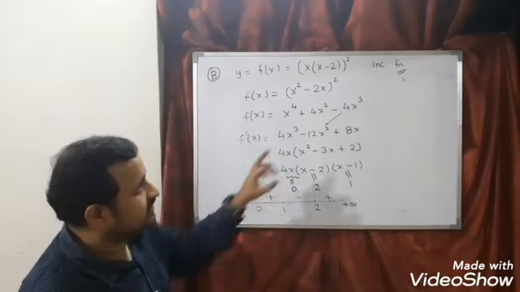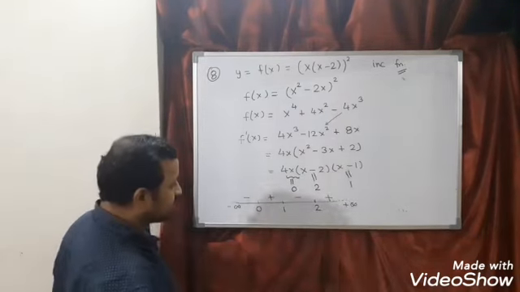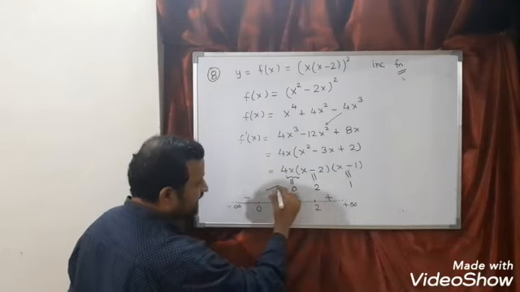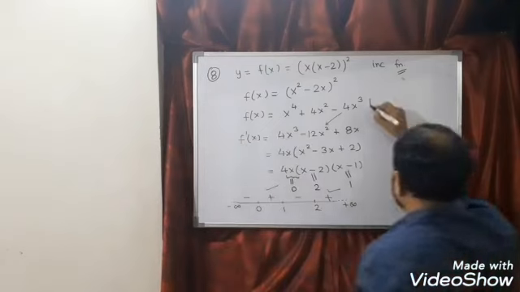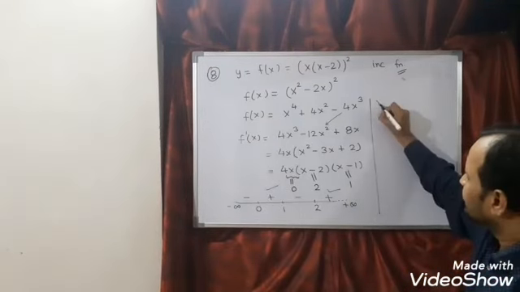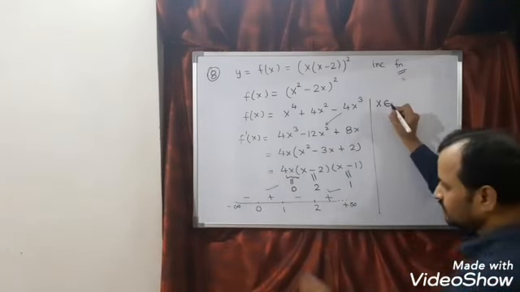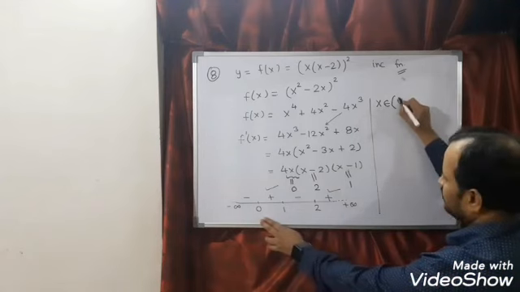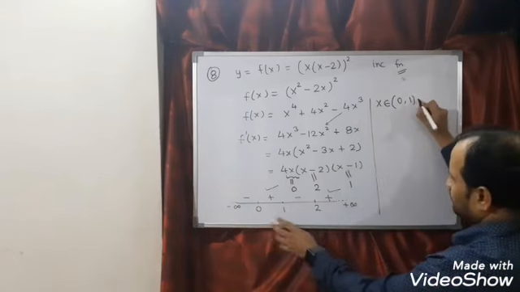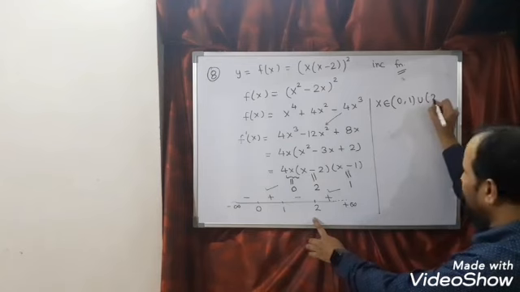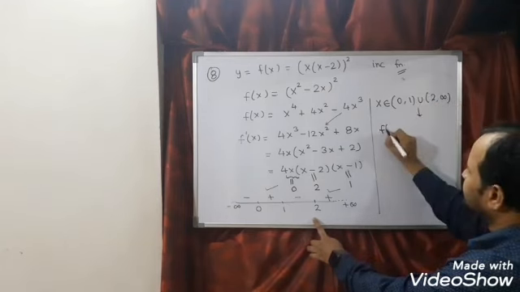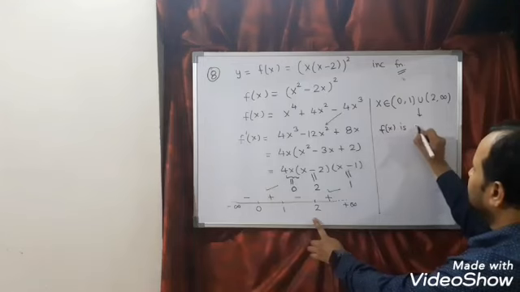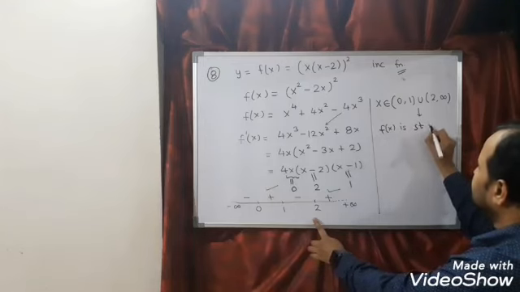So what is the question? Increasing function. So increasing function means what? We have to select the positive sign. So the answer to this question is x belongs to 0 to 1 union 2 to infinity, where the function is strictly increasing.